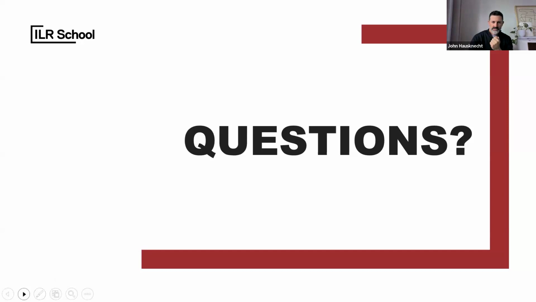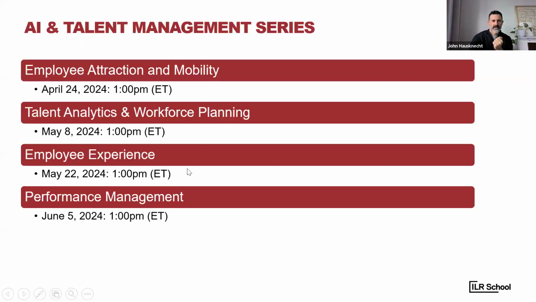I'll then just wrap up for today with a summary of where the AI and talent management series is. Again, it's meant to be a quick update from several of the faculty on different topic areas and what role AI is playing. So you may have heard from my colleague J.R. Keller for the first one on employee attraction and mobility. Today's session you see here, and then two remaining sessions on the employee experience, a little bit deeper dive on that topic that I mentioned, as well as performance management on June 5th.